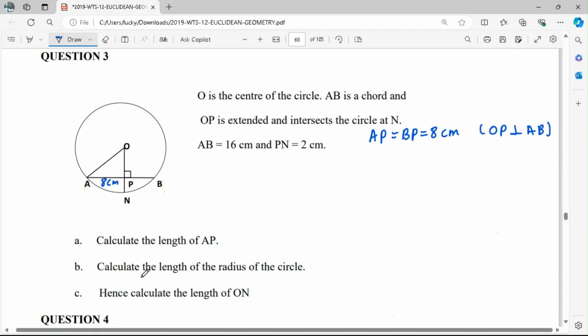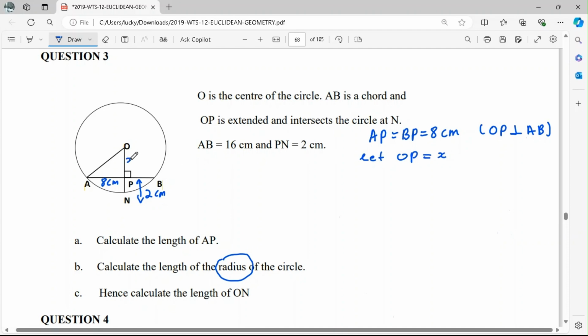We good. Then it says calculate the length of the radius of the circle. I say every time when they ask such things where they say radius, identify which lines represent the radius. So OA represents the radius, so does ON represent the radius. Okay, you don't have any information on OA, but for ON, you know PN is 2 centimeters, meaning that first things first, I just like to do this. Let OP be equals to X.